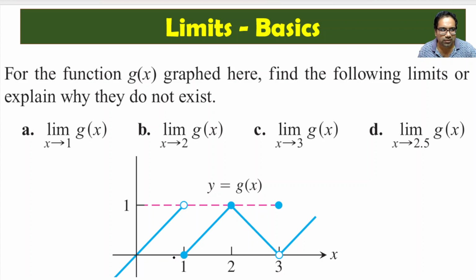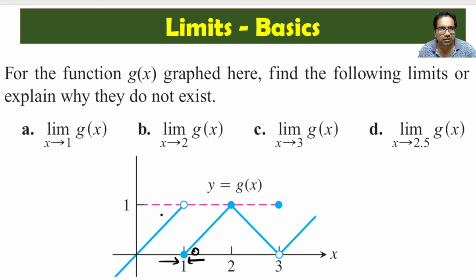X tends to 1. So here in this graph, when x is coming from the left, g of x is looking like 1. But when x is coming from the right, g of x is looking like 0. If you are coming from the left, the value of the graph is looking like 1. So both are not the same. Coming from the left, the value is somewhere here. Coming from the right, the value is here. So one is 1, another is 0. So the limit does not exist.